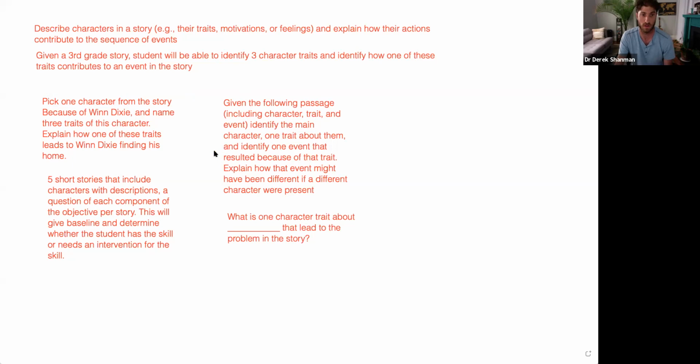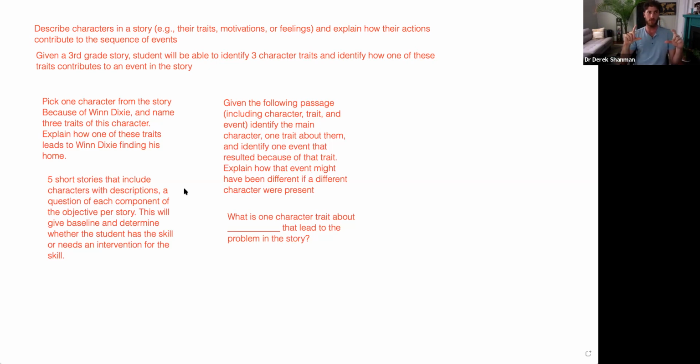Good, good. All right, let's take a look at Heather's really quick. Heather is coming at this from more of a clinical perspective, and I really value that here because it's going to show something very different. So 5 short stories that include characters with descriptions, a question for each component of the objective per story. This will give a baseline and determine whether the student has the skill or needs an intervention. Got it.